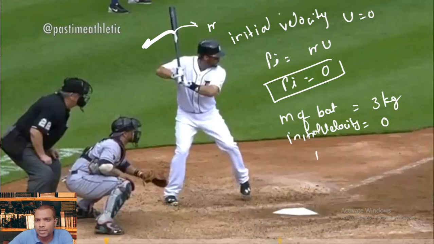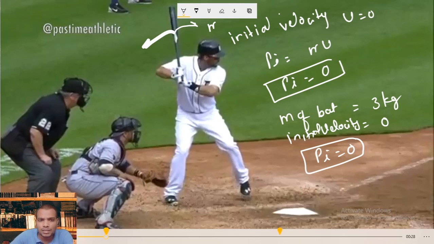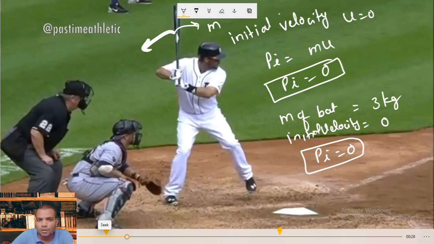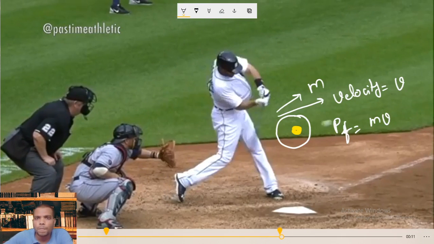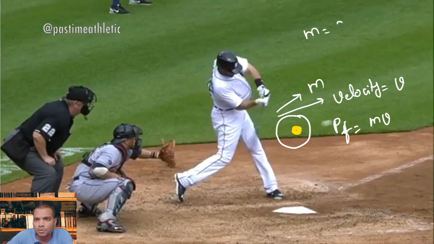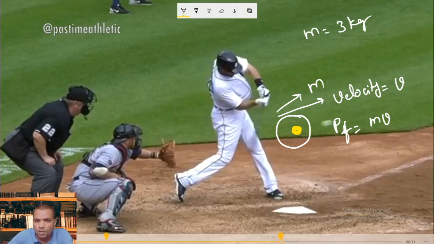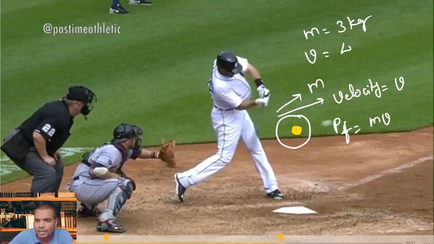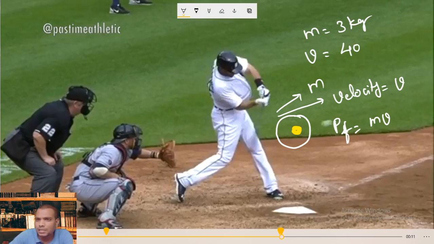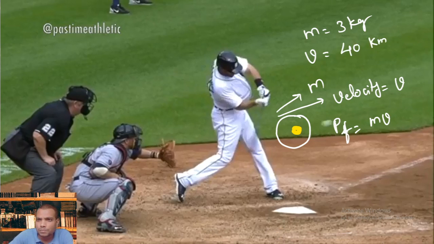So initial momentum equal to 0. So that is in the initial case. When applied force in this case, the mass of the bat is the same, m equal to 3 kg. Now if I take the final velocity equal to, let's take it as 40 kilometers per hour.